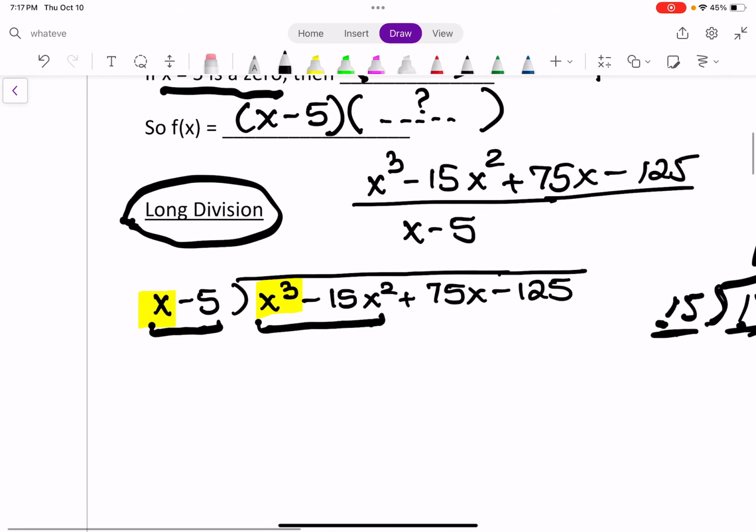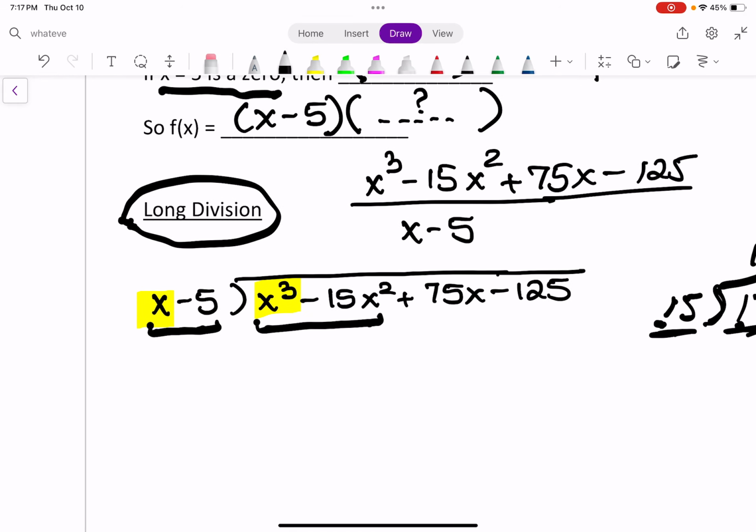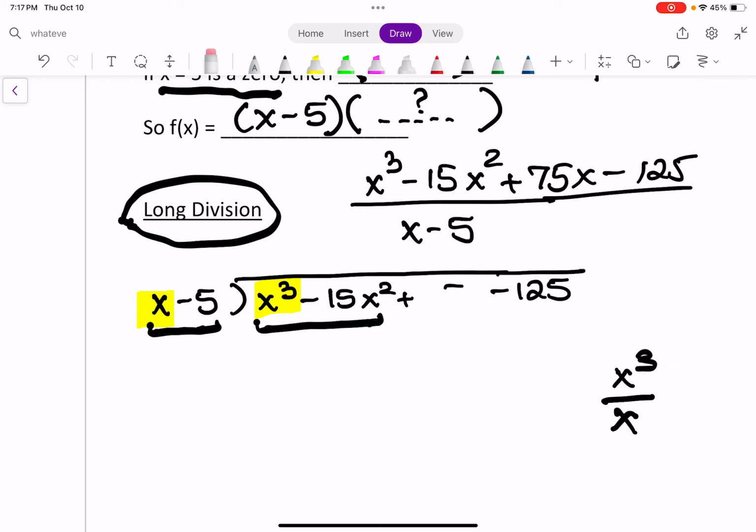The same thing here. How many times does x go into x cubed? We're simply performing that division only. X goes into x cubed x squared times. What we simply do is subtract these exponents, because x cubed is x times x times x, and one of the factors of x goes away, and you're left with x squared. So that's the answer here.